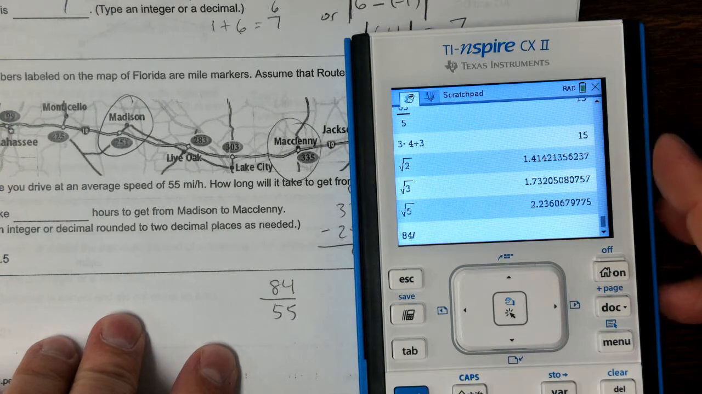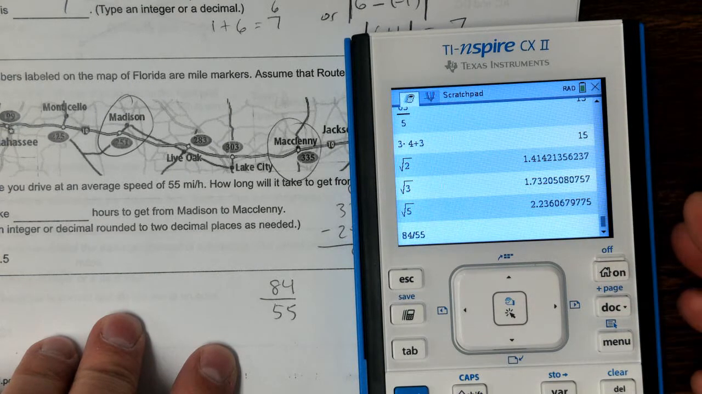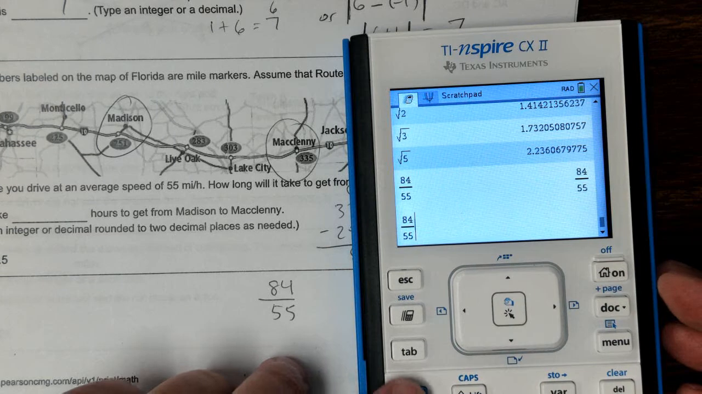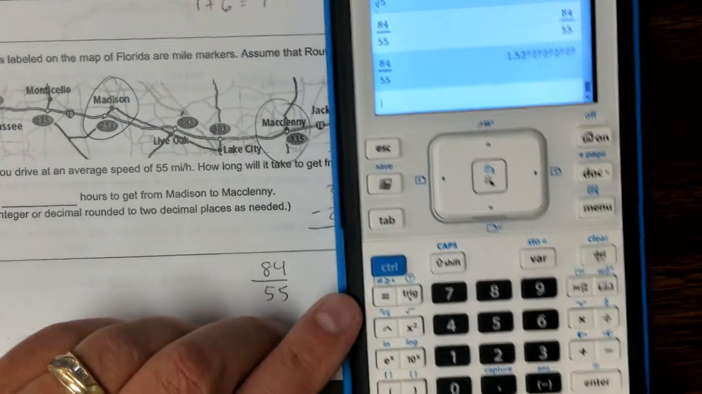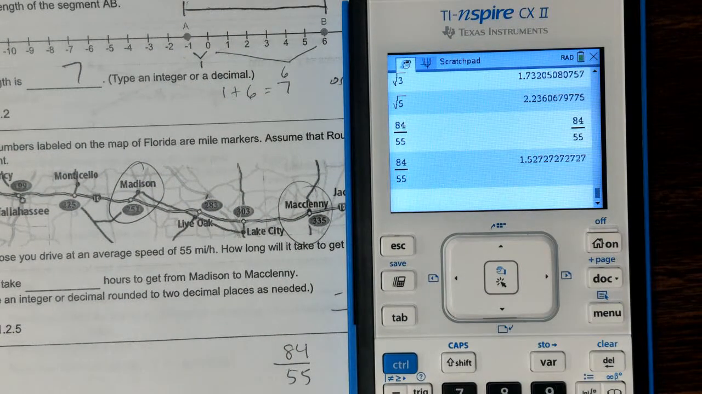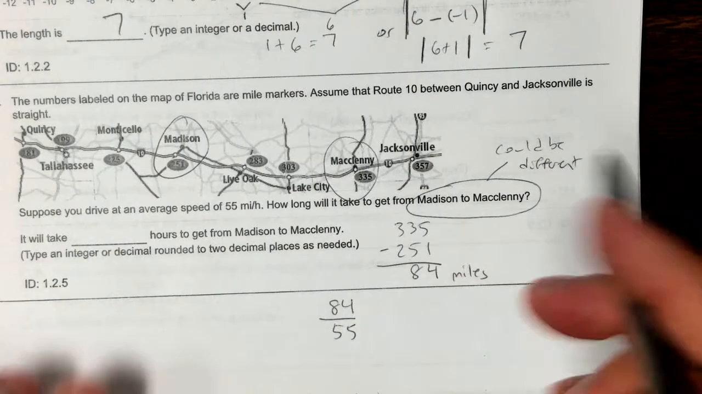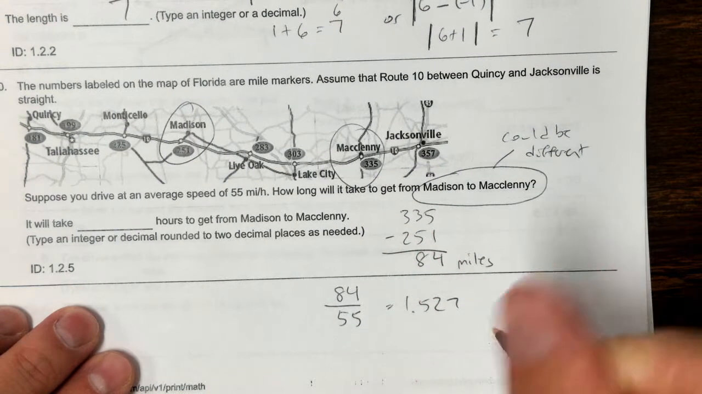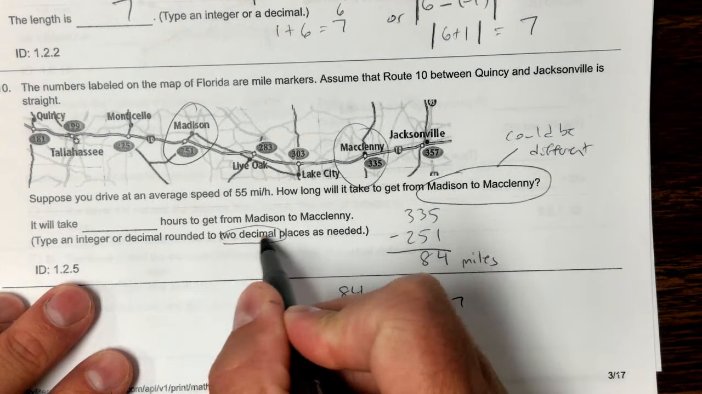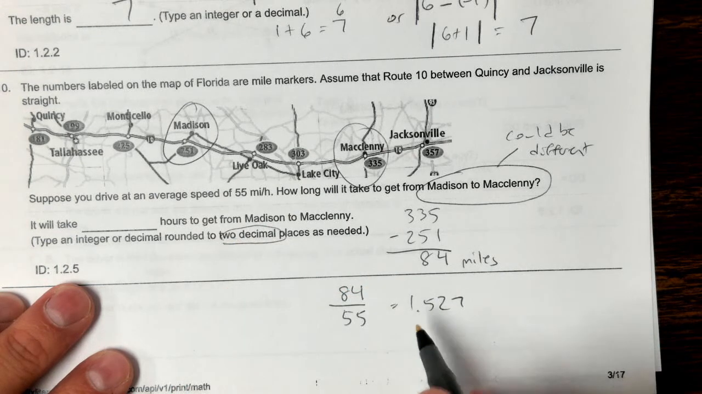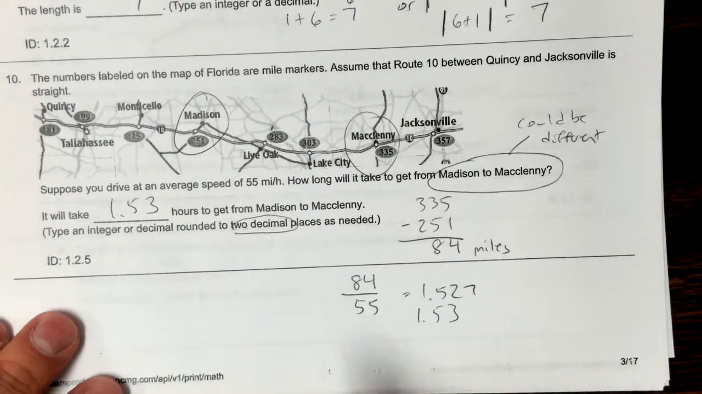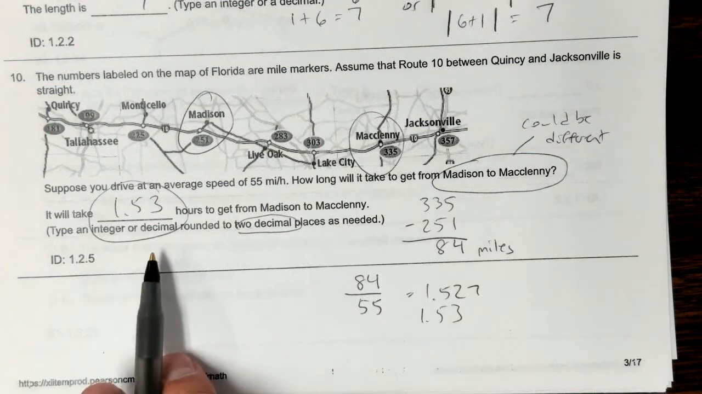84 divided by 55. Now remember on these calculators, if you just press enter, it's going to keep it as a fraction. So again, make sure you know to press Control Enter, because Control Enter gives you the approximate, and there you go. So we have 1.527. And then make sure before you put your final answer, you read the directions. It says round to 2 decimal places. So 1.53. Perfect. 1.53. And that's definitely what we want for the answer.